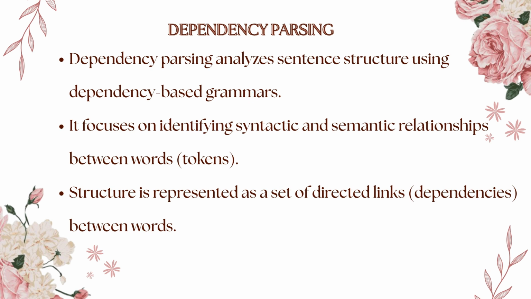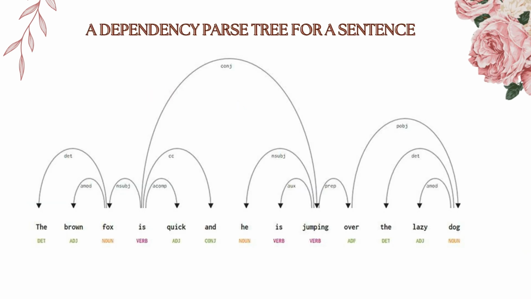All other words are directly or indirectly linked to the root verb using links, which are the dependencies. So consider the same initial example: the brown fox is quick and he is jumping over the lazy dog. If you draw the dependency syntax for this given example, it will look like this. This is the example part 3 for the initial sentence. Here we can see the many dependencies between each and every word.